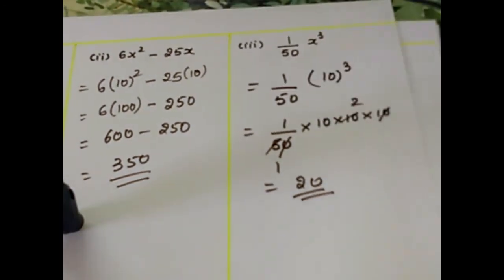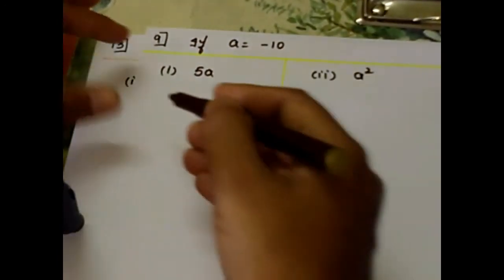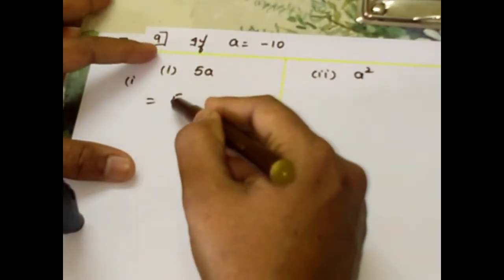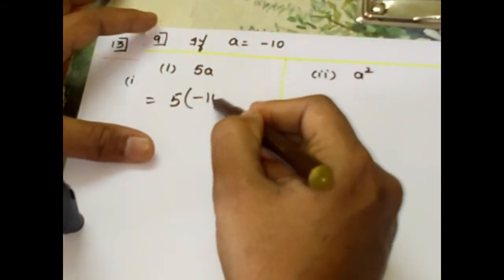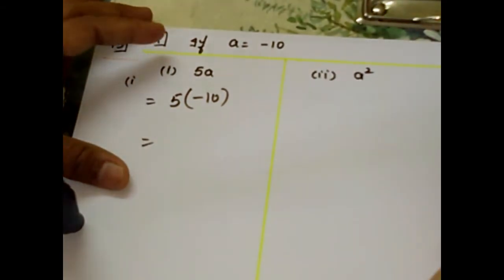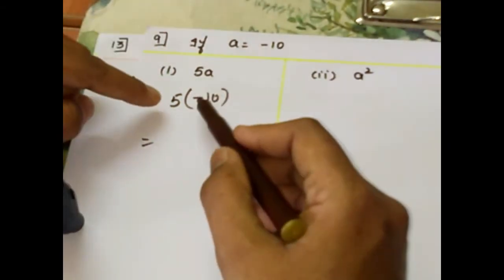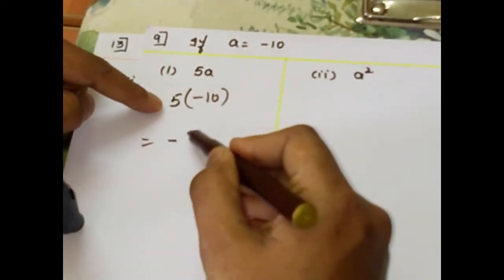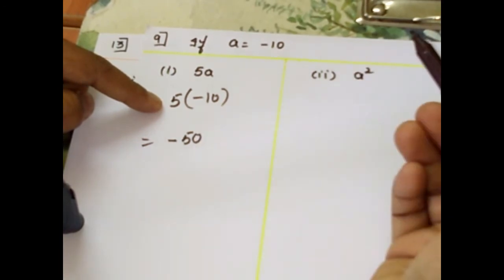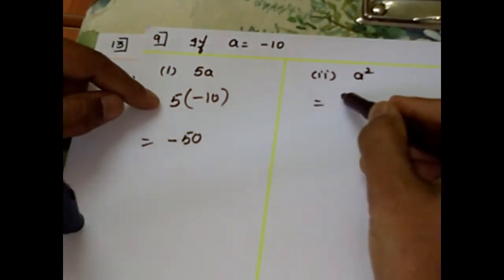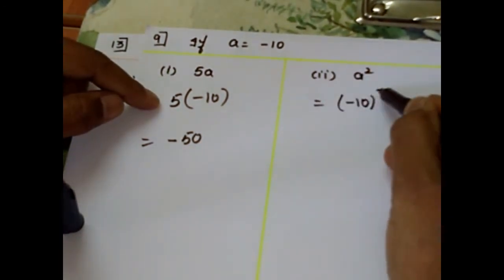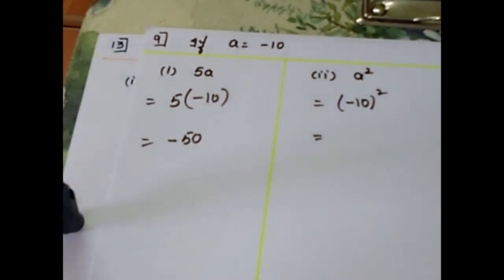Next, ninth main. Value of A is minus 10. Okay, careful. A is minus 10. Now what to do? Already we have learnt: plus into minus is minus. 5 tens are 50. Now A squared is minus 10 whole squared.